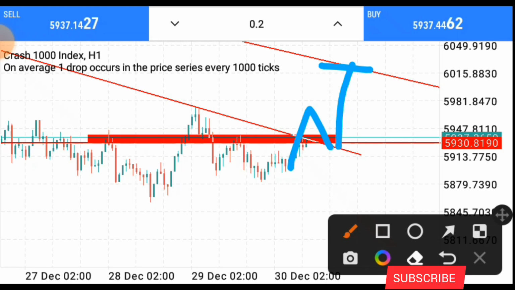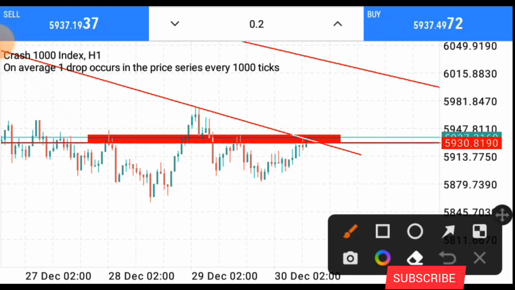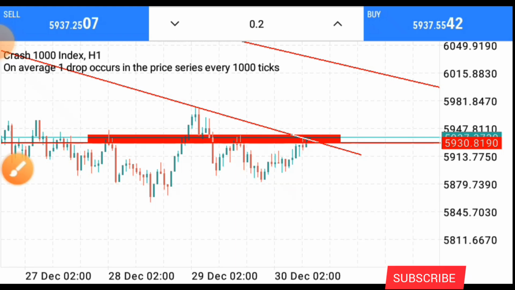But as for me, the way I do mine, I don't trade against spike. All right, so currently now, if I'm to take any risks here, I will like sell. My stop loss is going to be above here, and then TP is going to be somewhere here, right? So that's how we do it.